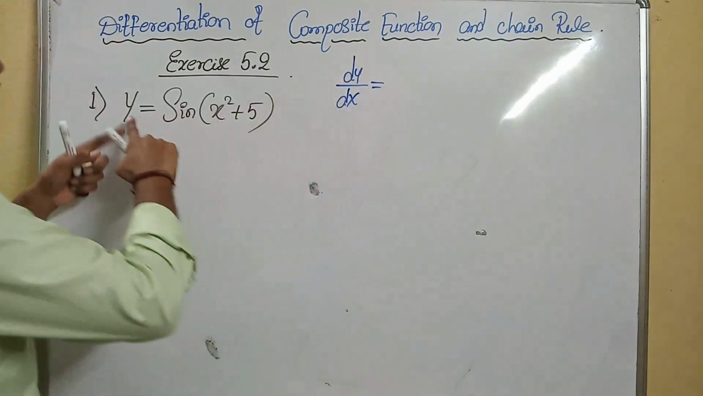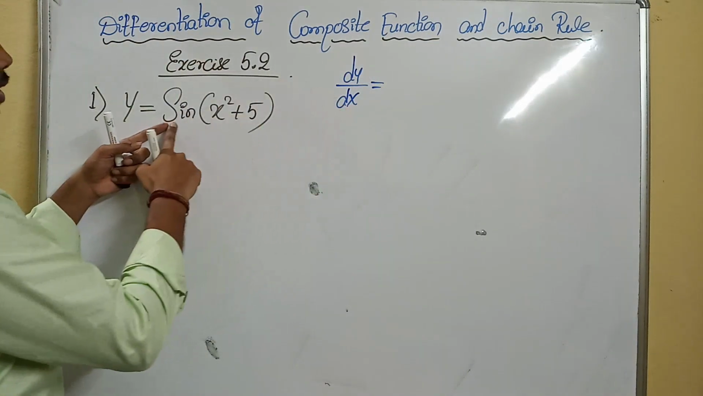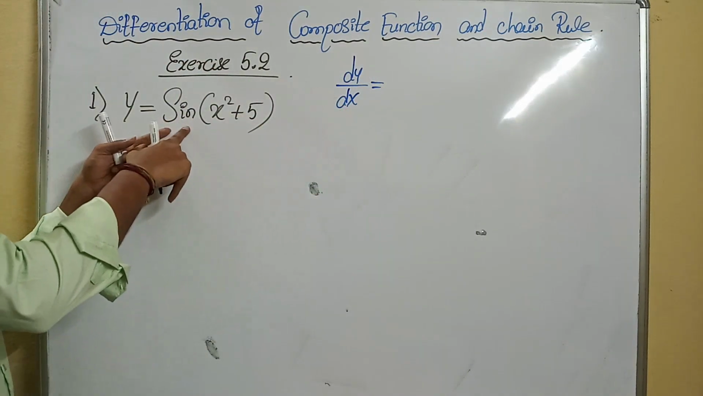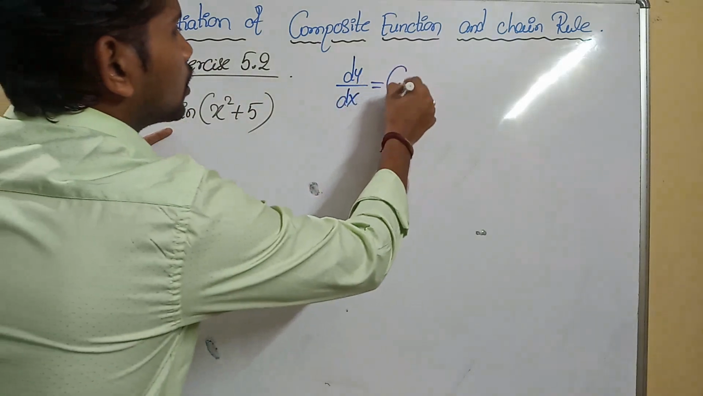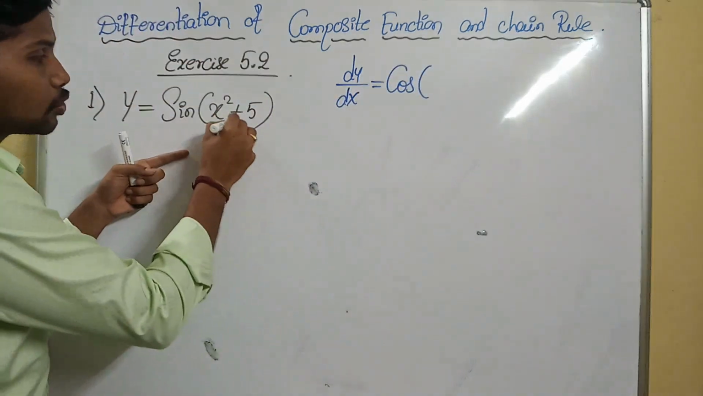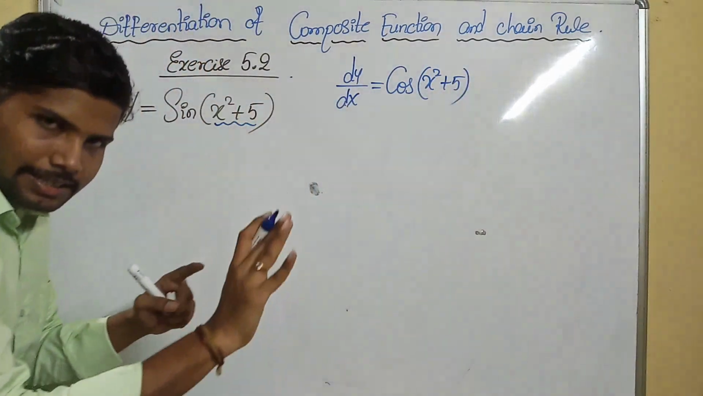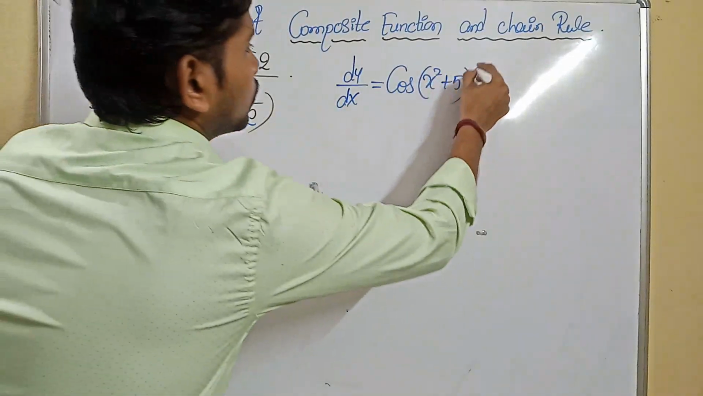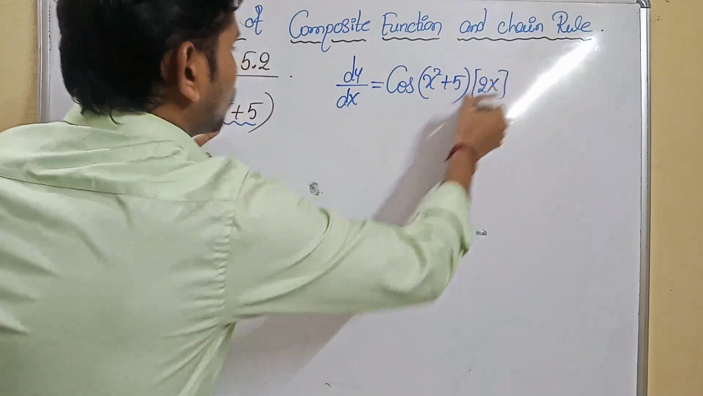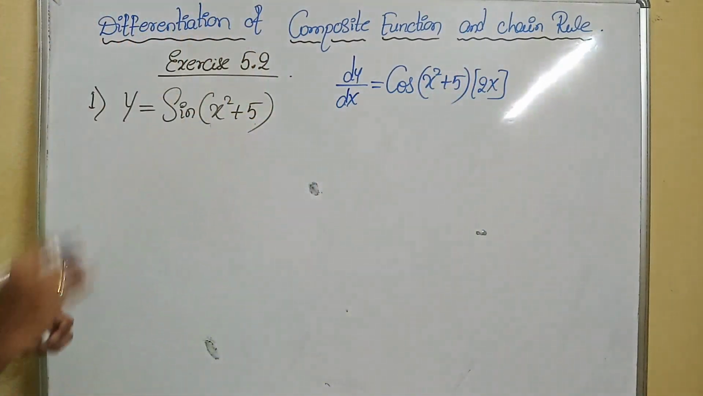dy by dx, y with respect to x. Outside, what is there? The sine function is the main function. That's why the derivative of sine will be cos of angle as it is. Angle as it is means x square plus 5 as it is. What is the derivative of x square? 2x. The derivative of 5 will be 0. Not necessary to write. This is the regular answer.